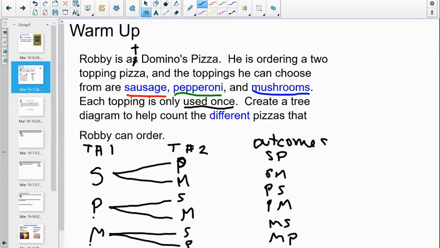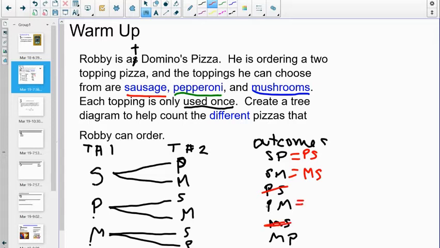So now we're going to cross out our redundant ones that are duplicates in a sense. What I mean by that is that sausage pepperoni is the same exact pizza as pepperoni sausage. So I'm going to cross out pepperoni sausage down here because it's the same pizza. And same goes for sausage mushroom, which is equivalent to mushroom sausage. You see how they just switched places. So I'm going to cross out mushroom sausage down here.